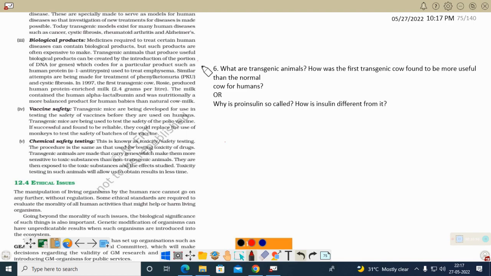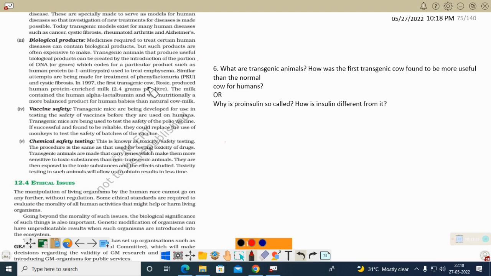Okay, as an example you can just write human protein alpha 1 antitrypsin, that is used for treating emphysema. Now, how was the first transgenic cow found to be more useful than the normal cow for humans? The first transgenic cow produces milk which contains human alpha lactalbumin, and that is a nutritionally more balanced product for human babies than the natural cow milk. So that point has to come: the human alpha lactalbumin gives a more balanced diet to the baby.